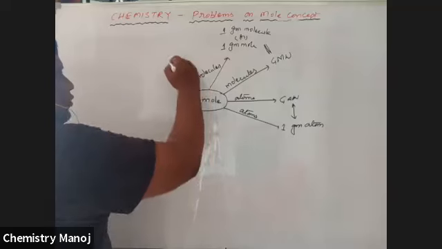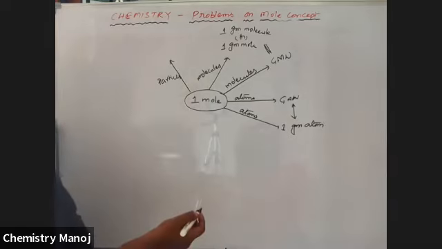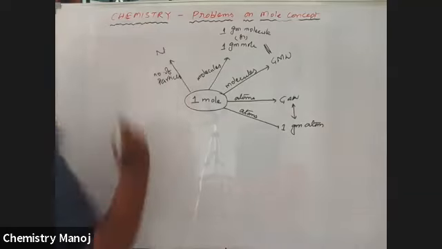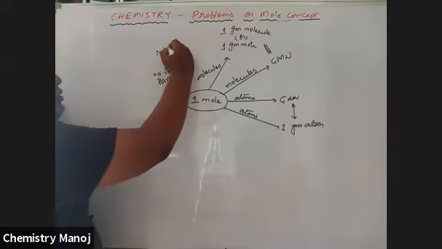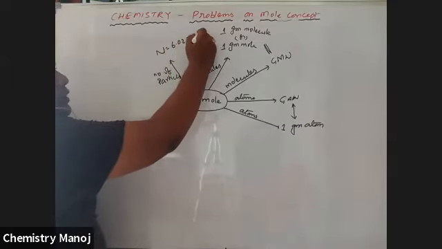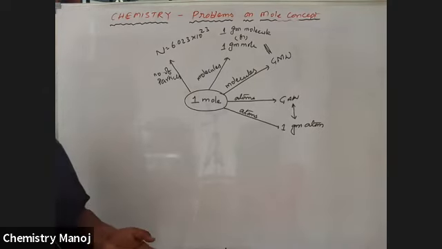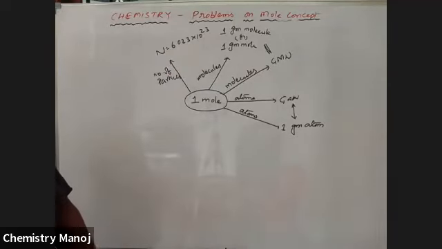Next, if we consider particles, as it is atoms, molecules, the number of particles is equal to Avogadro's number. Its value is 6.023 into 10 power 23. So number of particles, that is number of chemical units, whether it is atoms, molecules, ions, electrons, protons, neutrons, whatever it may be, 1 mole is equal to that much particles.